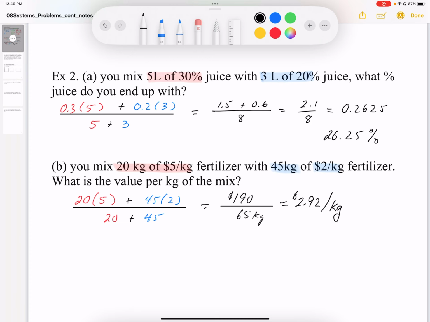So this is how we do our mixtures. We can calculate the percentages this way. We're now going to look at this and solve the parts of this in the next set of problems.